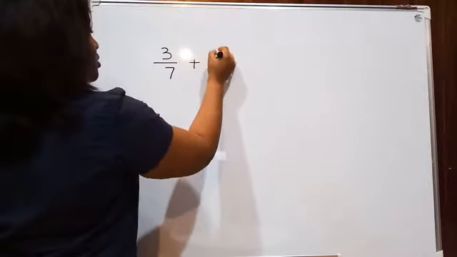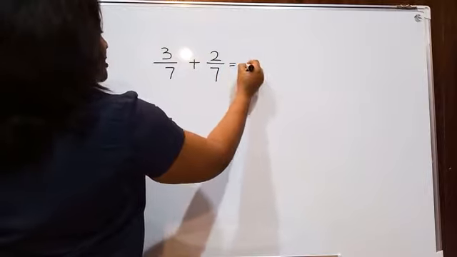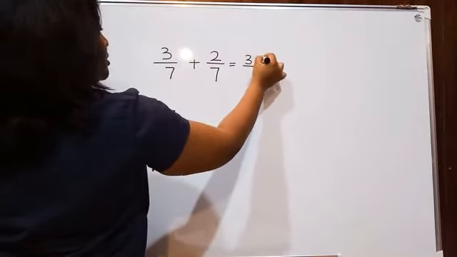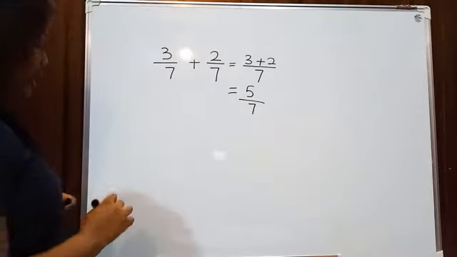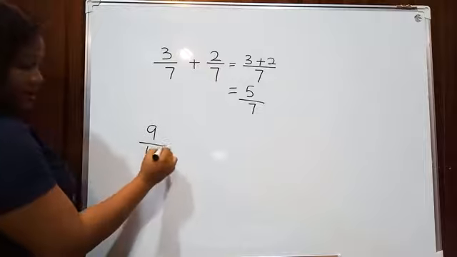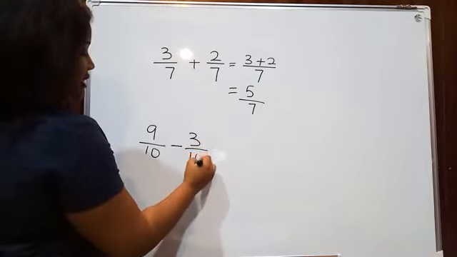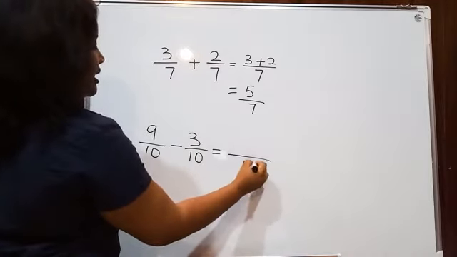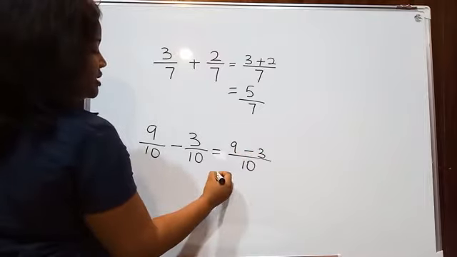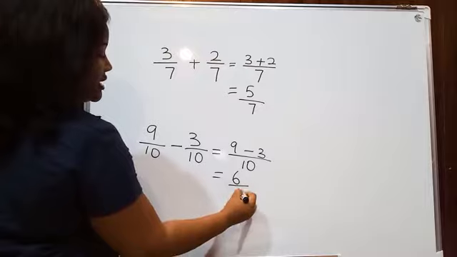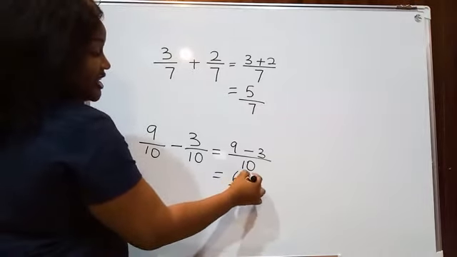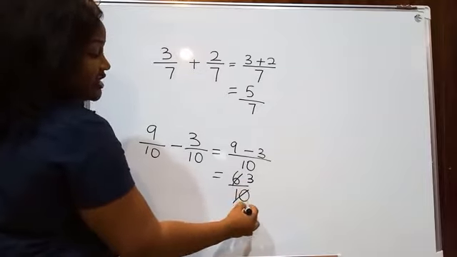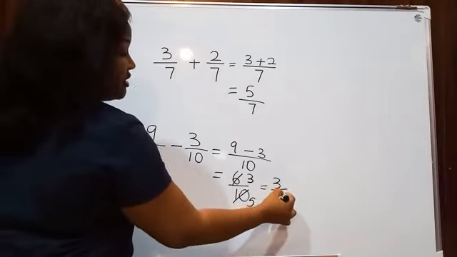And we also have something like this: 3 over 7 plus 2 over 7. And that gives us what? Put 7 here, 3 plus 2 equals 5 over 7. You can still have something like 9 over 10 minus 3 over 10, which gives us 10 here, 9 minus 3, which gives us 6 over 10. And remember our reduction to lowest terms: 6 divided by 2 gives us 3, and 10 divided by 2 gives us 5, which gives us 3 over 5.